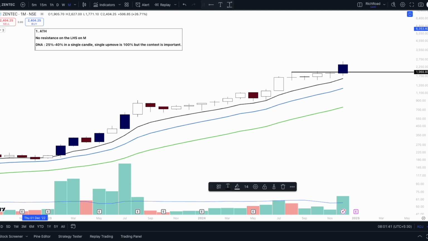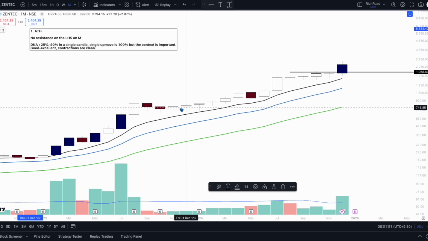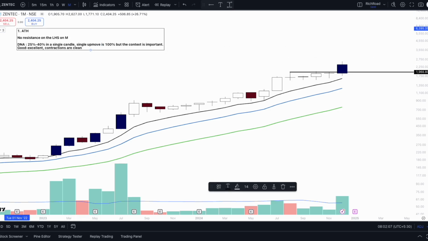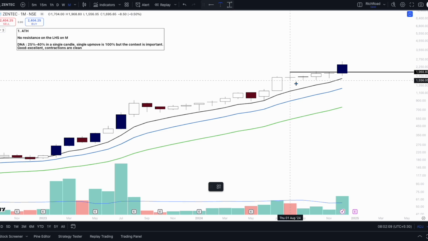DNA quality is good to excellent here as well. Contractions are clean, right? They're pretty clean, with pretty little volatility. And that's a good thing. That's what you want to see, especially when you are at the monthlies. If your monthlies are volatile, it becomes a difficult trade to take. Now, once we have done that, there are a few important things that you need to observe over here in this area.